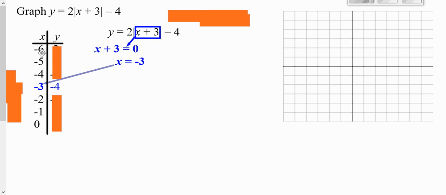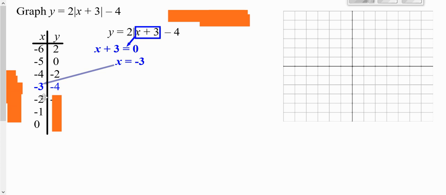If we do it by hand, negative 6 plus 3 is negative 3. Absolute value is 3, times 2 is 6, minus 4 is 2. Plug in our negative 5, plus 3 is negative 2. Absolute value of negative 2 is 2, times our 2 in front is 4, minus our 4 on the outside is 0. And then we take our negative 4 and plug it in. Negative 4 plus 3 is negative 1. Absolute value of negative 1 is 1, times 2 is 2, and 2 minus 4 is negative 2.